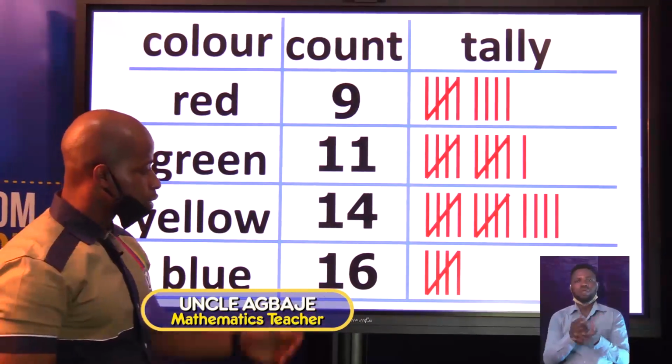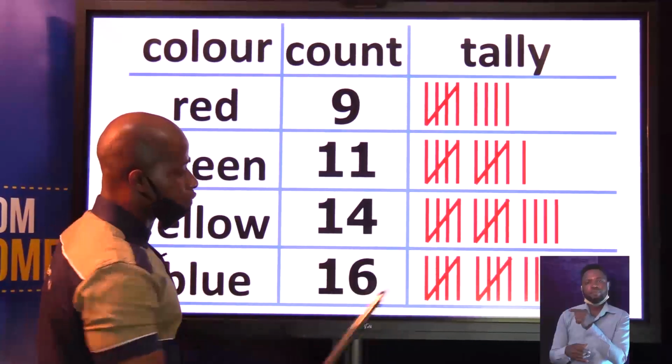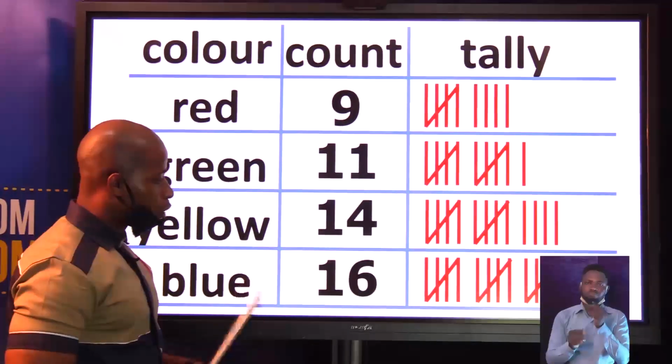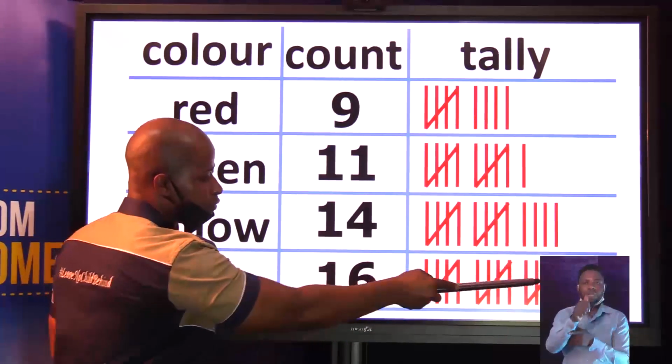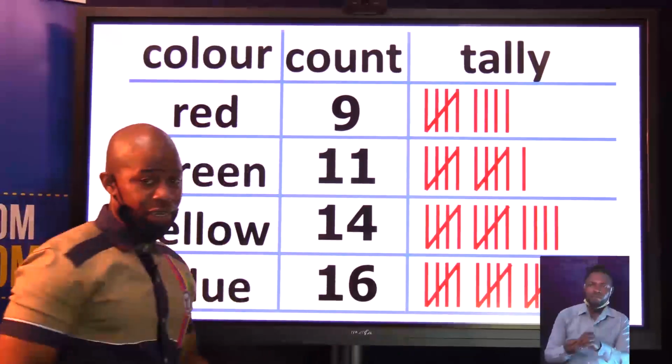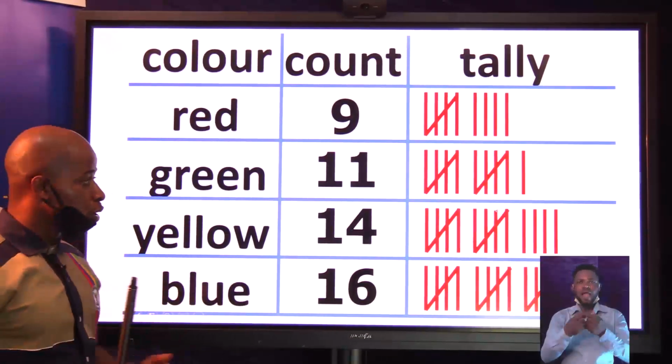Now this one, how many is it? Let's see. If I want to count this, I'll just go 5. I won't have to count one by one. Just go 5, 10, 15, then one extra, making 16. Now I'm just going to test you and see how well you have understood this. Let's move on.